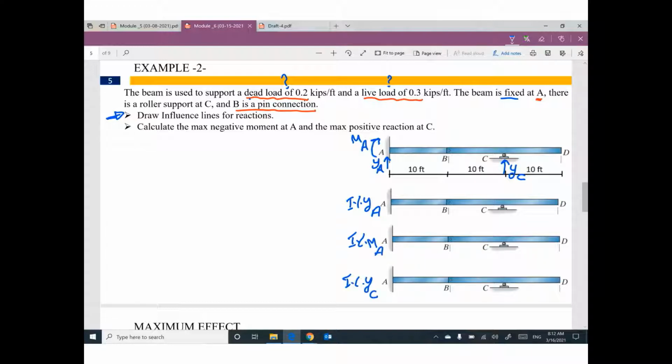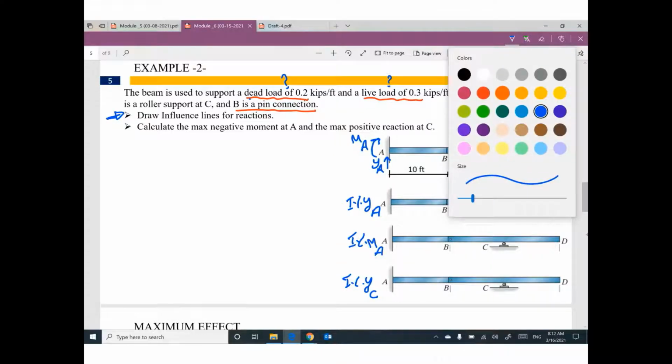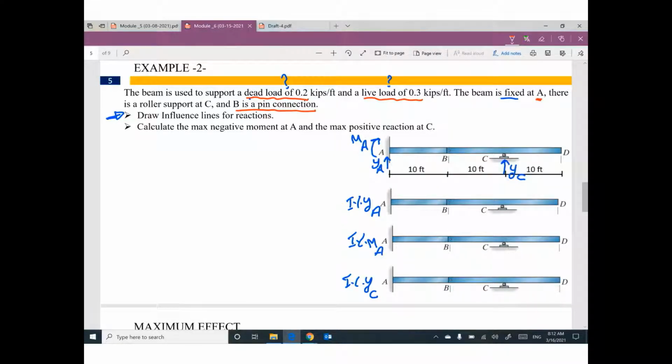Guys, remember, I will not say, please draw influence line for YA, MA, YC. No, I will not say this. I will ask you to draw influence line for reactions. So please be familiar with what reactions you have. We have fixed, we have two reactions, one vertical and a moment. We have roller, we have one reaction, one vertical.